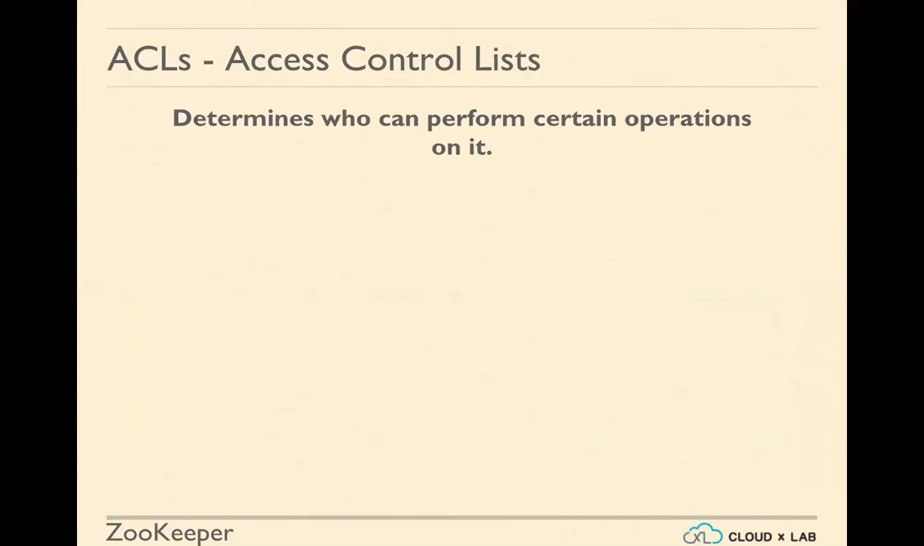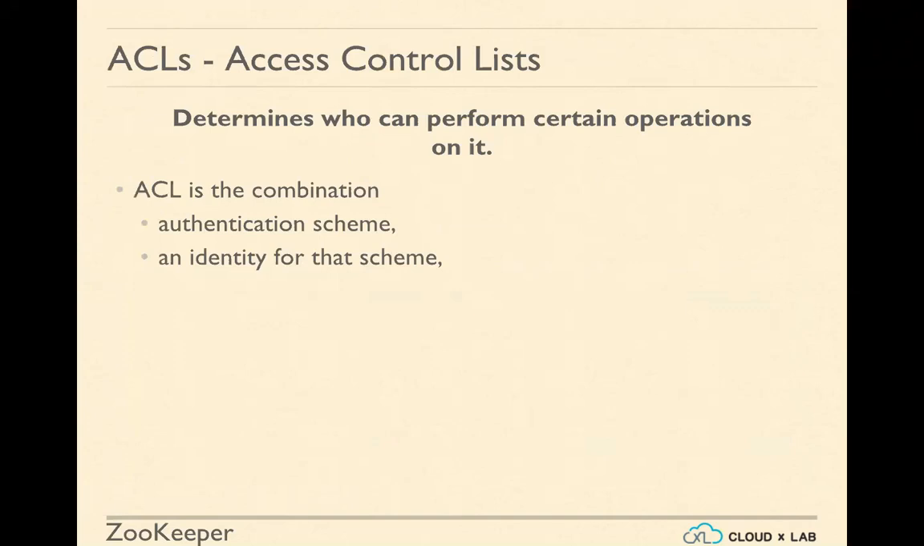Okay, so that's about watch triggers. Access control list, as I have quickly described. Access control list determines who can perform which operations on a particular node. Access control list is a combination of authentication scheme, meaning how to authenticate a person, as well as an identity for that scheme and a set of permission.